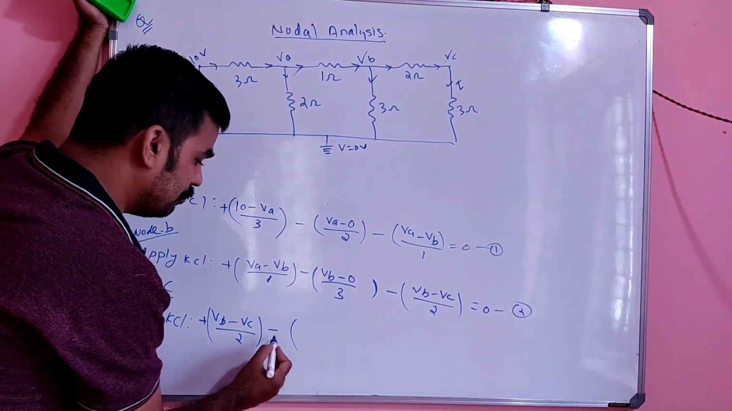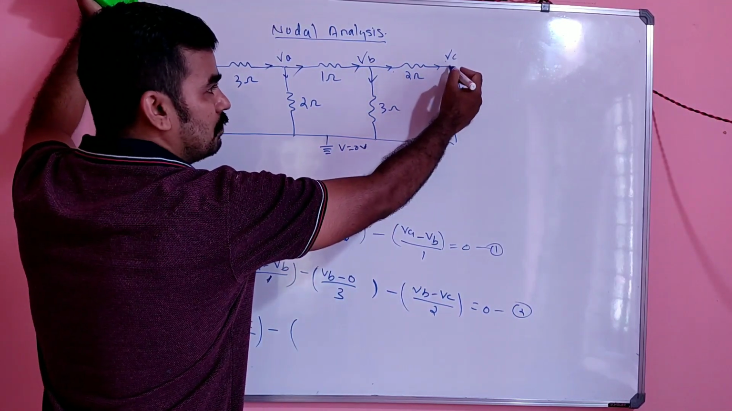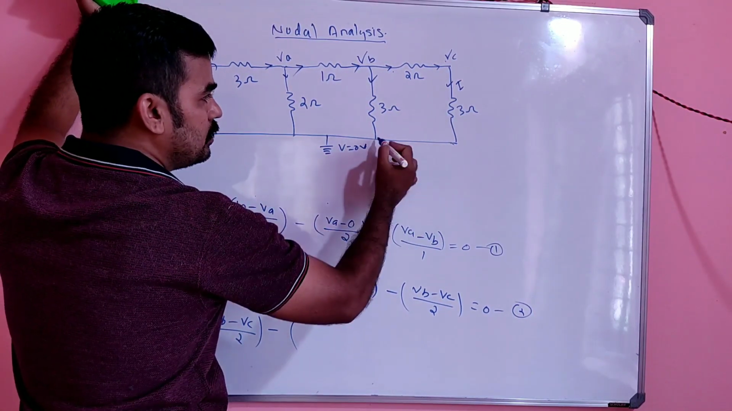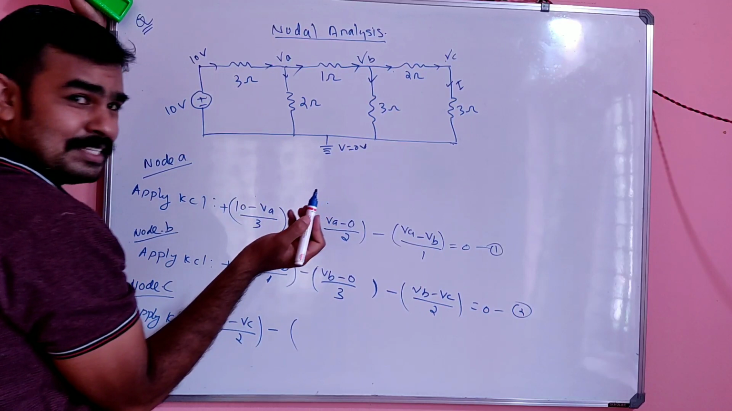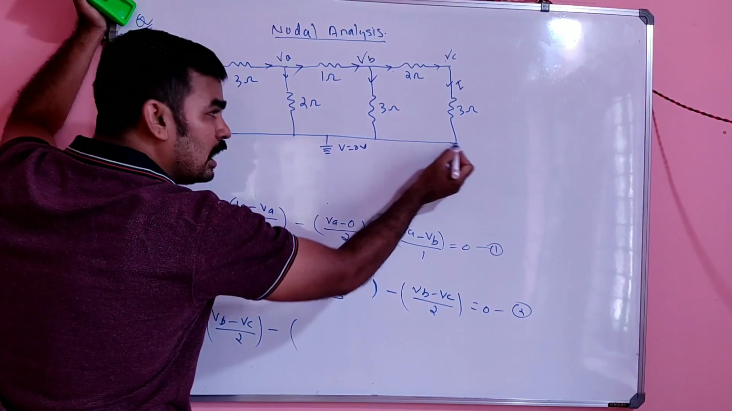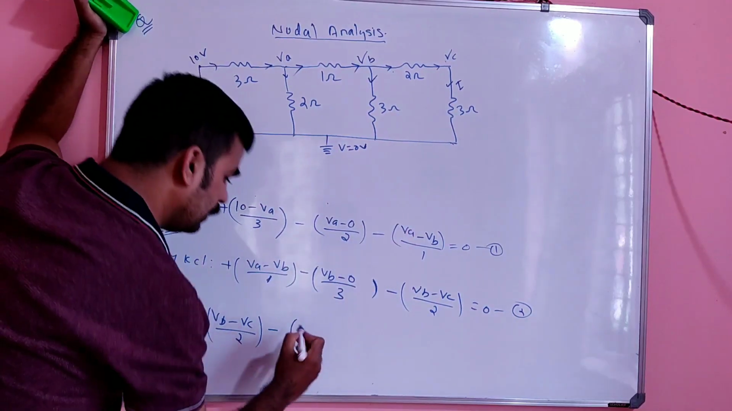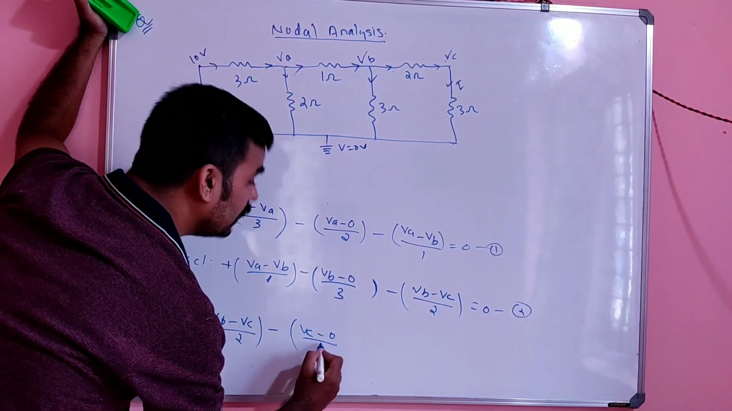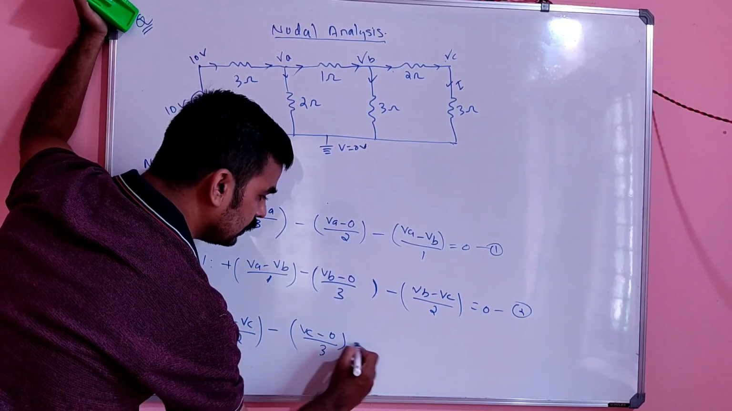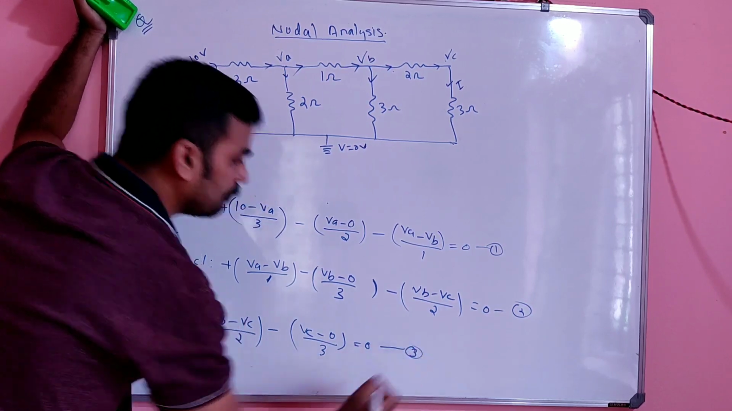Outgoing means negative, so I put it as negative. It is nothing but VC minus 0, since this point and this point and this point and this point are all at zero potential. So I can write it like this: (VC minus 0) divided by 3 equals 0. Let this be equation number 3.